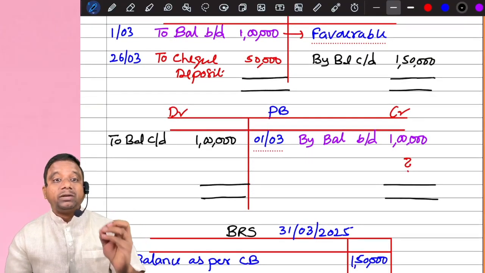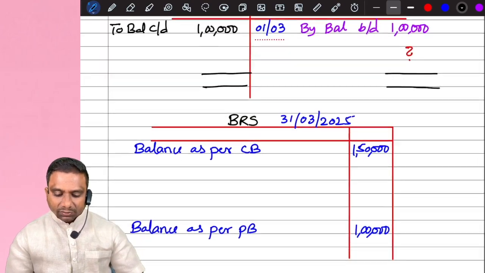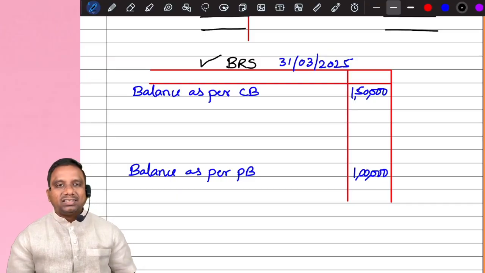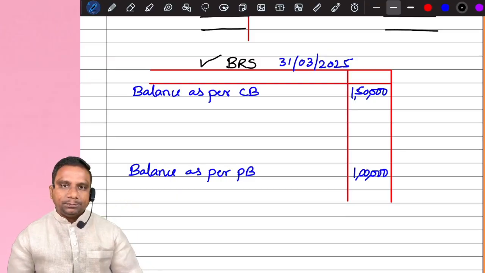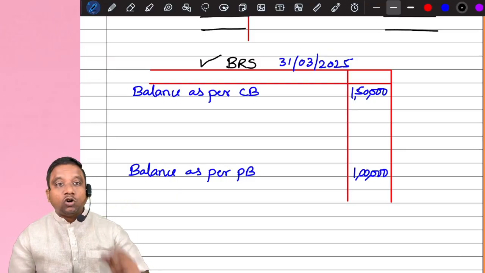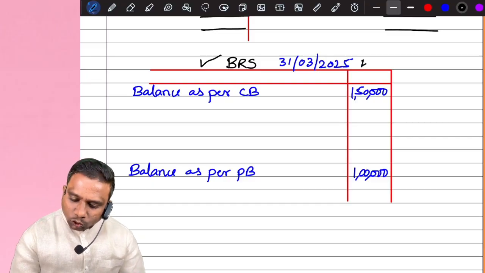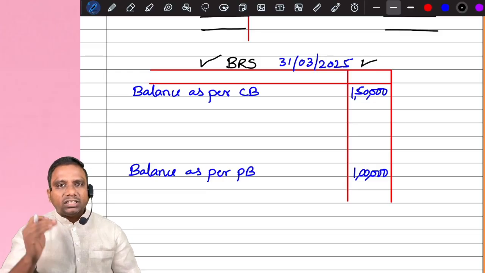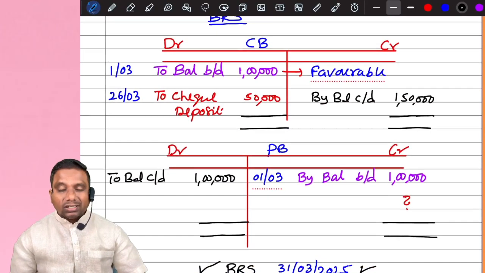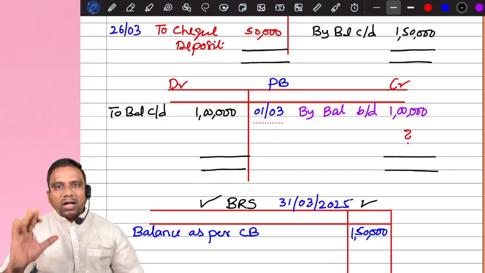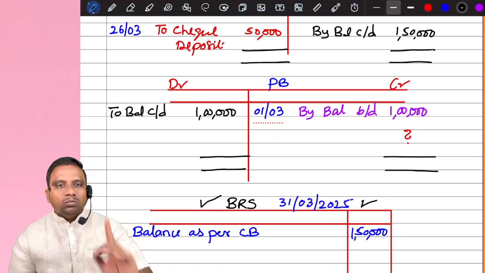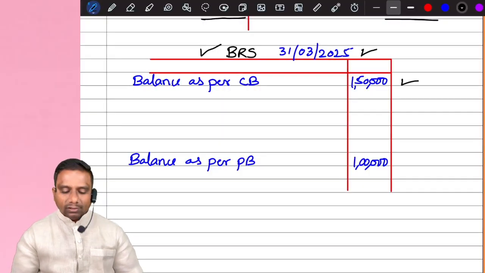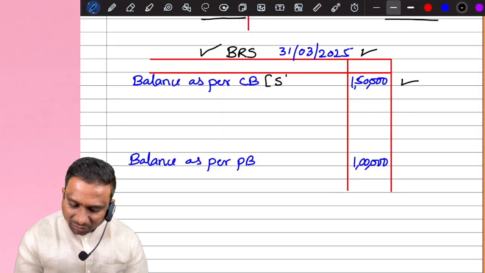Now how do we prepare the BRS with this? First, the heading is important. Bank reconciliation statement of so and so business as on so and so date. So and so date means the BRS preparation date. Here you have the cash book balance as well as the passbook balance. You take one book balance. So here I am starting with 1.5 lakh. This is called the starting point.